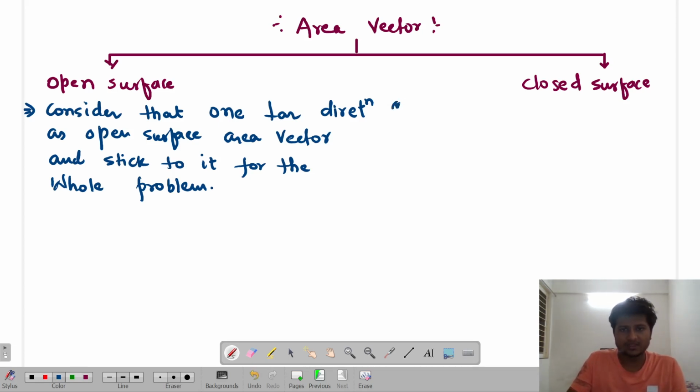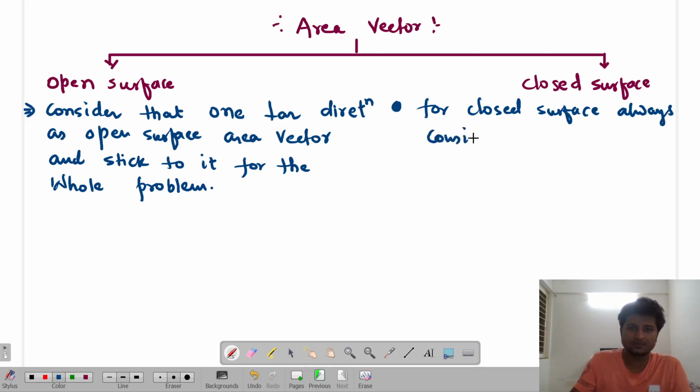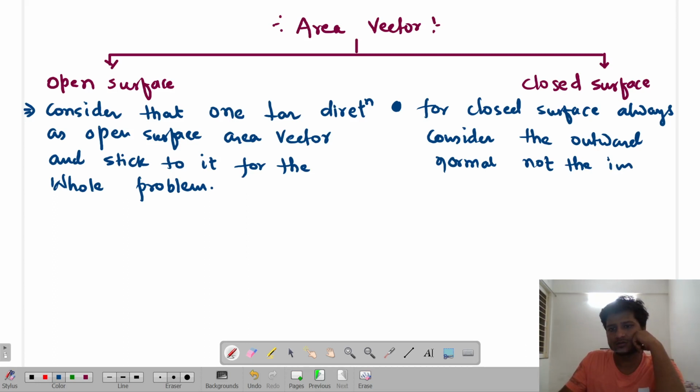Second point, let's suppose I have a closed surface. For a closed surface, always remember to consider the outward normal, not the inside normal. I'll show why I told you like this.